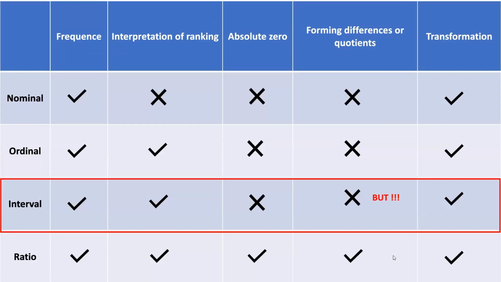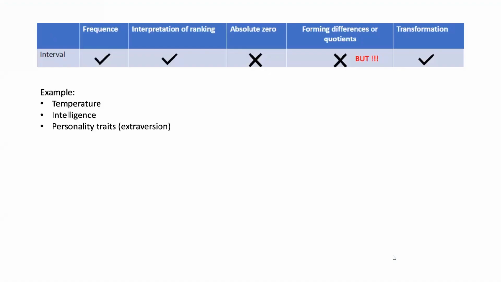And the next one is the interval scale. What is the interval scale? Well, temperature, intelligence, and personality traits are interval scales. We can also interpret the ranking or the order in the interval scale. We can say 5 degrees Celsius is colder than 20 degrees Celsius, or we can say person A is more intelligent than person B.